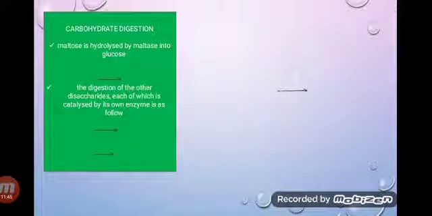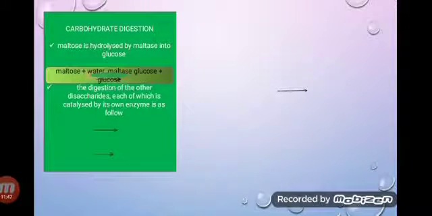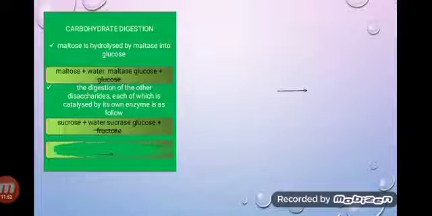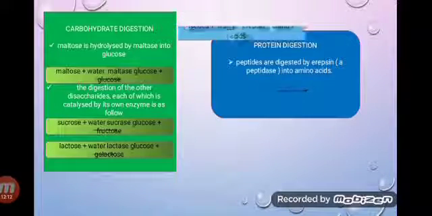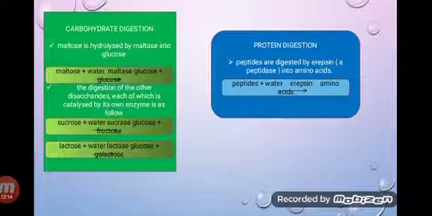Carbohydrate digestion. Maltose is hydrolyzed by maltase into glucose. The digestion of the other disaccharides, each of which is catalyzed by its own enzyme, is as follows. Sucrose is hydrolyzed by sucrase into glucose and fructose. Meanwhile, lactose is hydrolyzed by lactase into glucose and galactose. For protein digestion, peptides are digested by erepsin or a peptidase into amino acids.